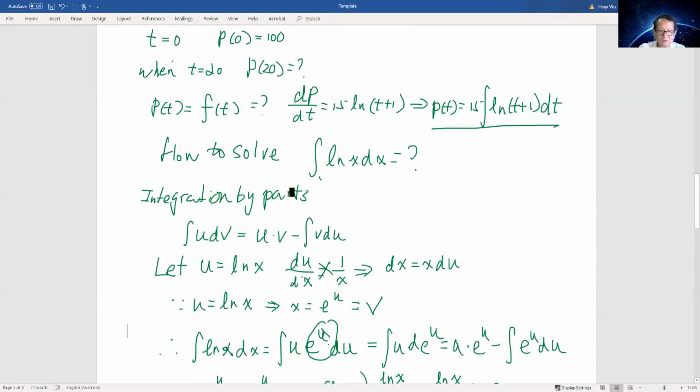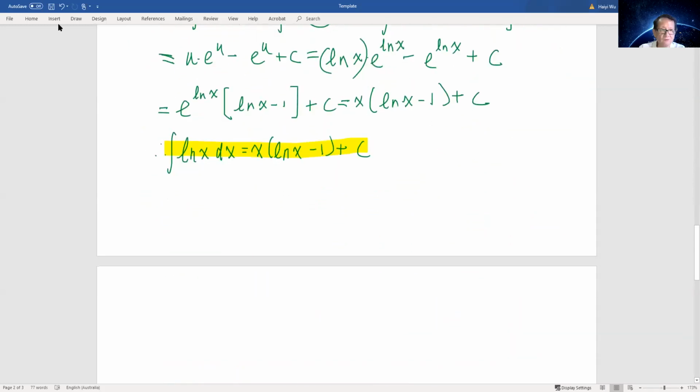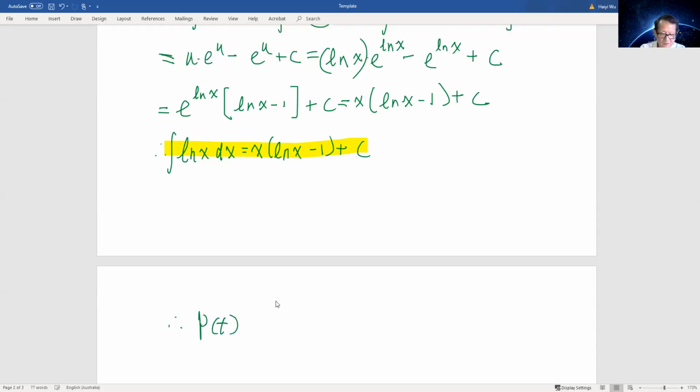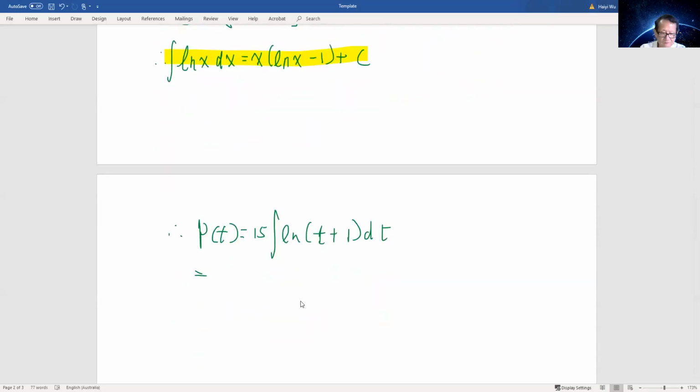So now we're going to use that formula to solve the p in relation to time. So we've got p(t) equal to 15 times the integration of log (t plus 1) dt. We can use the formula above. So it'll be 15 times x, where x is our t plus 1, times the bracket log (t plus 1) minus 1, plus c.